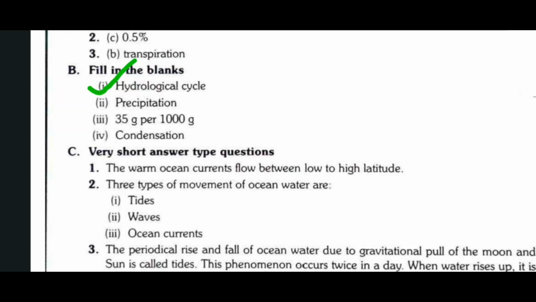Dash can occur as rain, hail or snow depending on the temperature of air. So precipitation. Then question number 3, the average salinity of ocean water is dash of water, 35 gram per 1000 gram of water. The transformation of water vapor into water droplets is known as condensation. Okay, right answer is condensation.